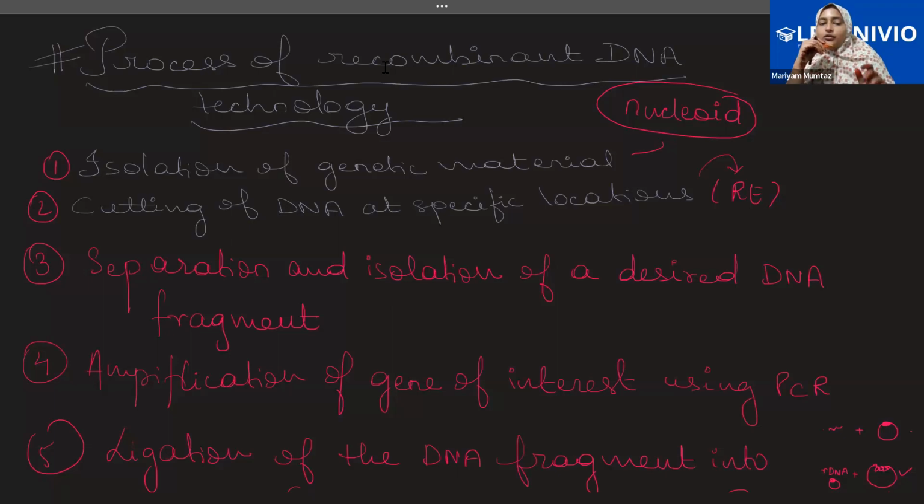For example, normal people have insulin produced in their body, right? All of us have insulin. Insulin is a hormone. Which organ secretes insulin? Pancreas. Very good.